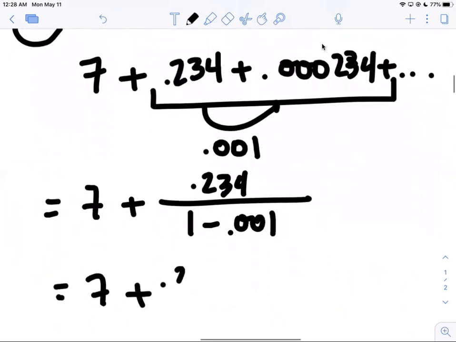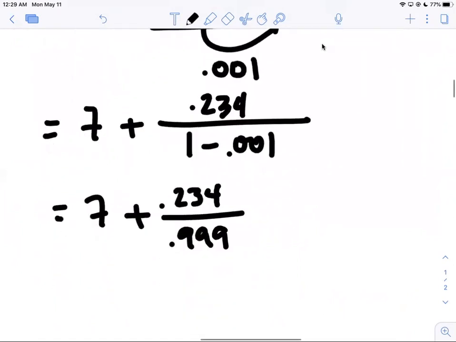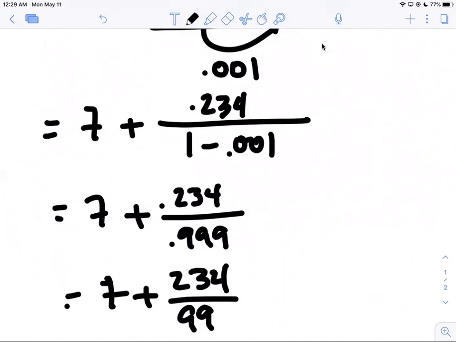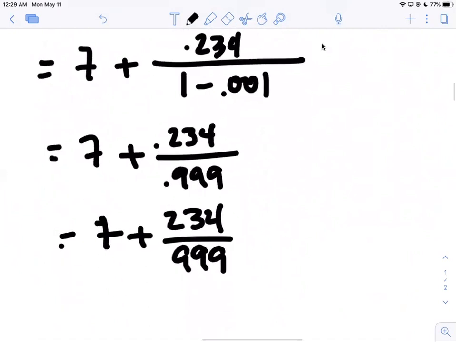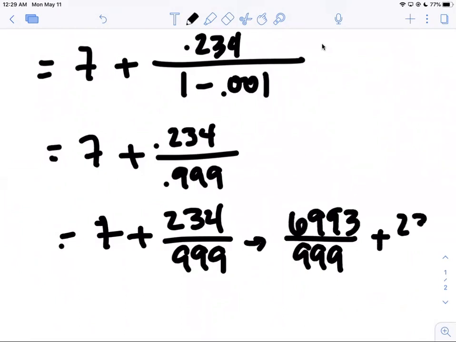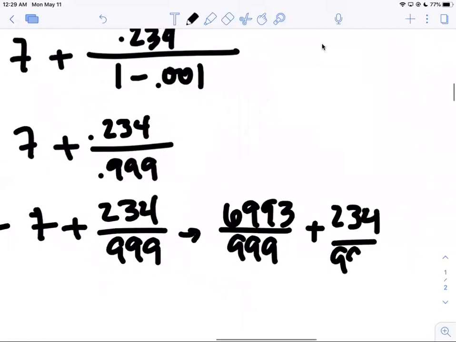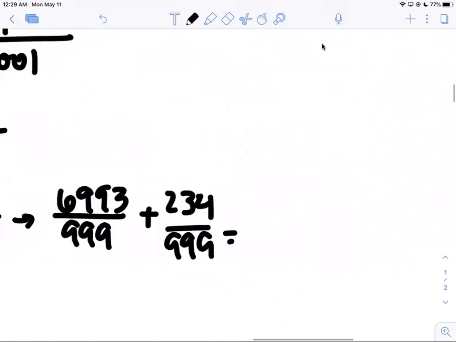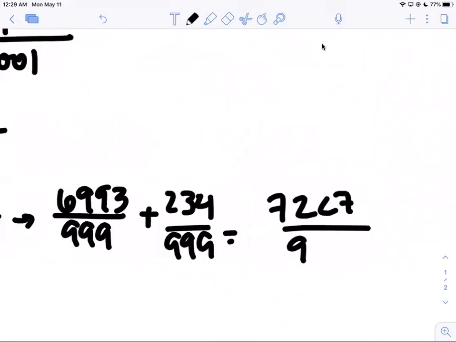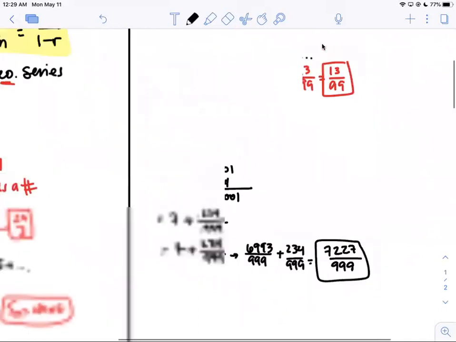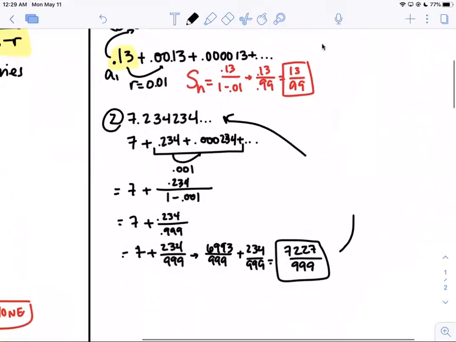So I've got 7 plus 0.234 over 0.999. That becomes 7 plus 234 over 999. I can just move those decimal places. And then if you make 7 a fraction with 999 on the bottom, that becomes 6993 over 999. I can add that to the 234 over 999, and then I get one big fraction, which is 7227 over 999. Again, if you don't trust me, throw this in the calculator and see if it equals that.